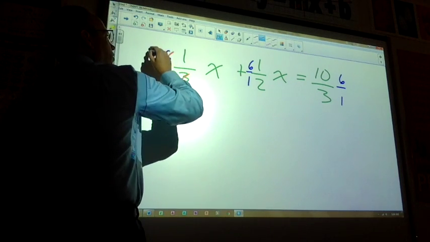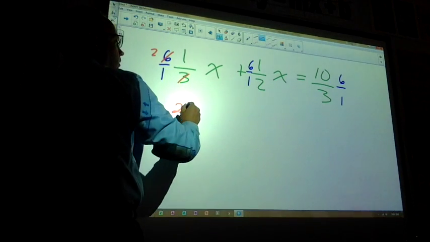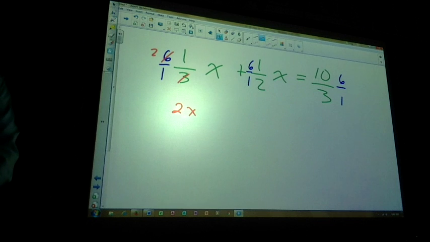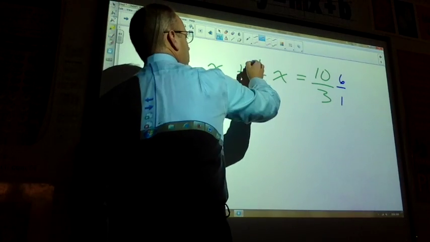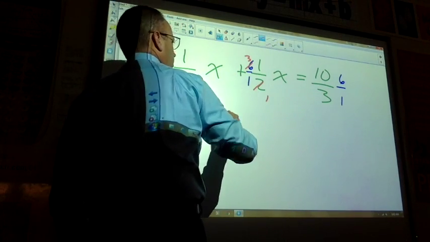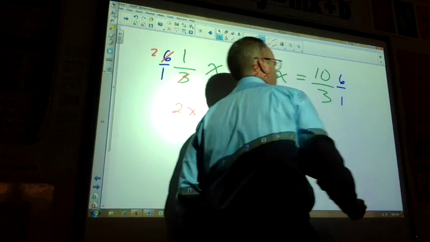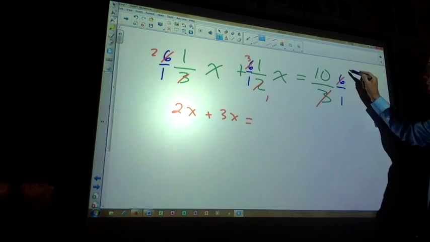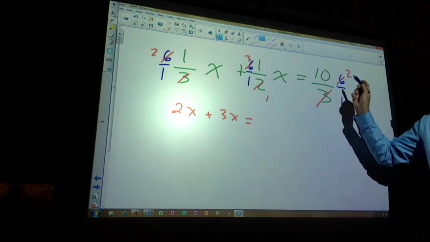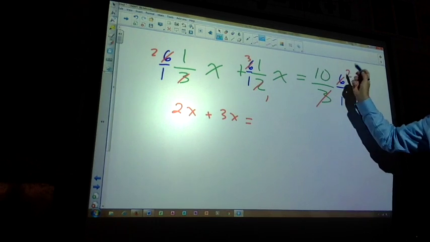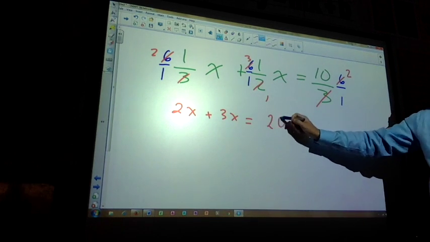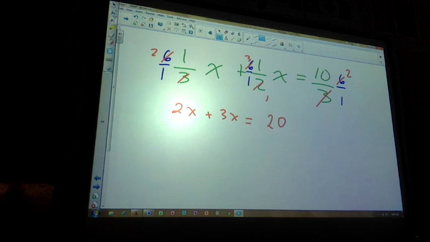3 goes into 6 twice. 2 times 1 is? Do you feel comfortable where that 2x came up from? What's the next one? 3x, because this goes into this 3 times. 3 times 1, I get 3x. What's the last one? 3 goes into 6, how many times? 2. What do I get? 20. Why is it 20? Because it's 2 times 10. Oh, guess what? No more fractions.